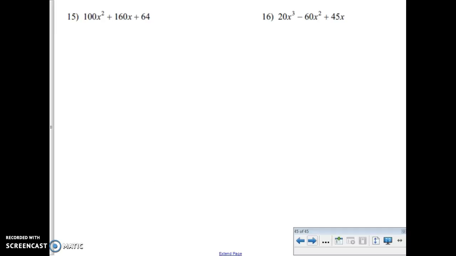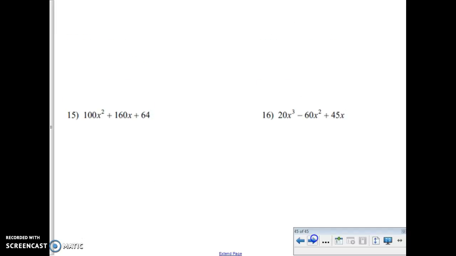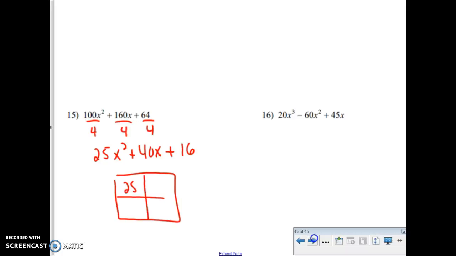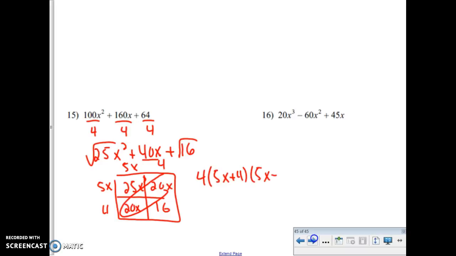Now, looking here, I can factor it out, but if I want to make my life easier, I can figure out what's the greatest common factor that goes into all these terms. It looks like 4 is the greatest common factor, because I end up with 25x squared plus 40x plus 16. So if I look at this now in my box, I have a 25x squared and a 16. If I take the square root of 25, I get 5x and 5x. The square root of 16 is 4 and 4. So I get 20x and 20x, which if I add those two together, I end up with the 40x I'm looking for. So my factored form becomes 4 times 5x plus 4, 5x plus 4.